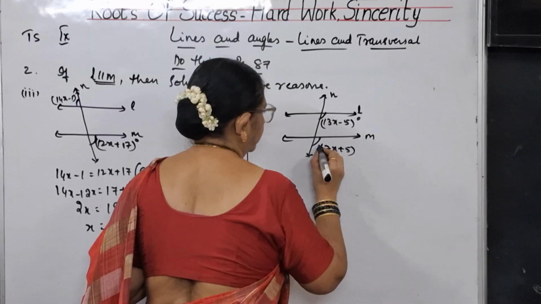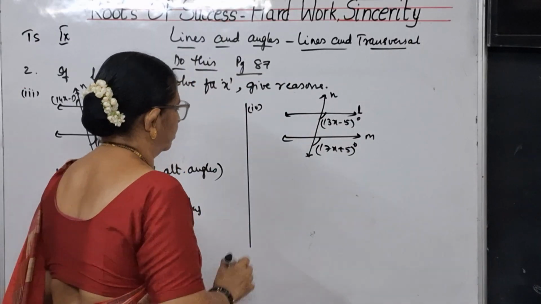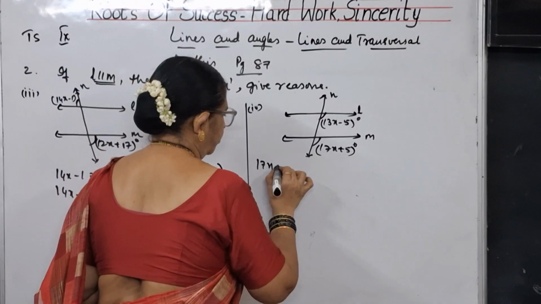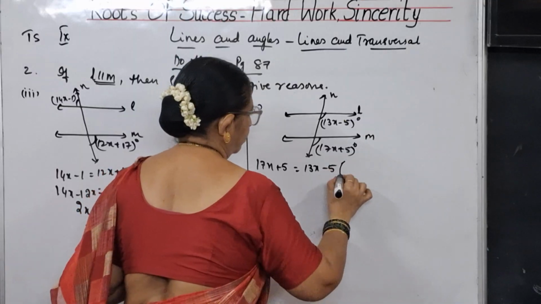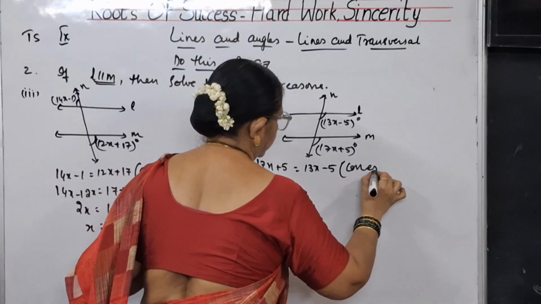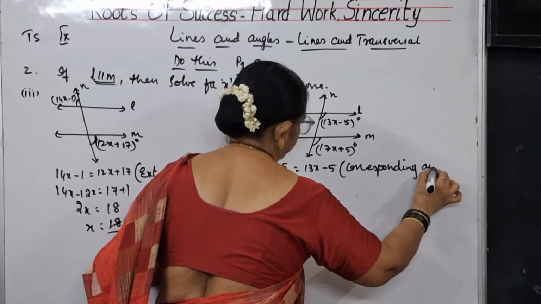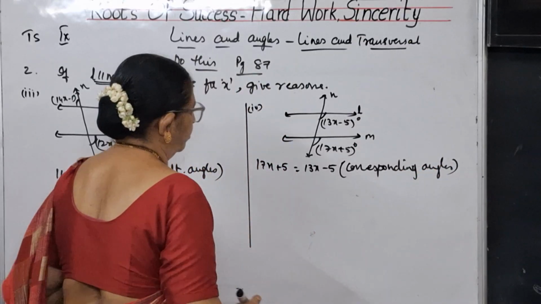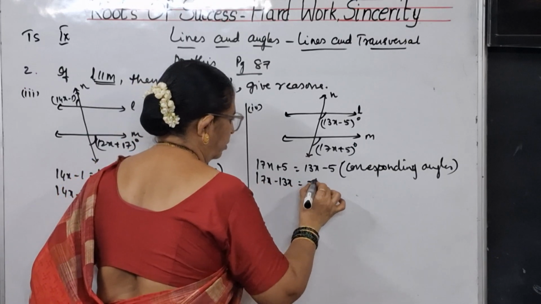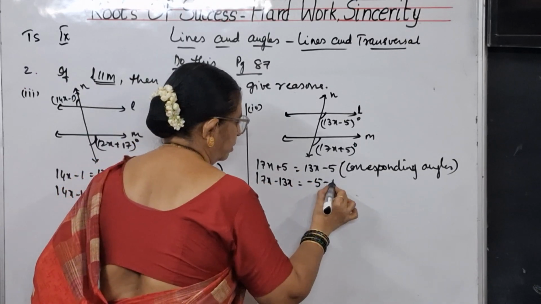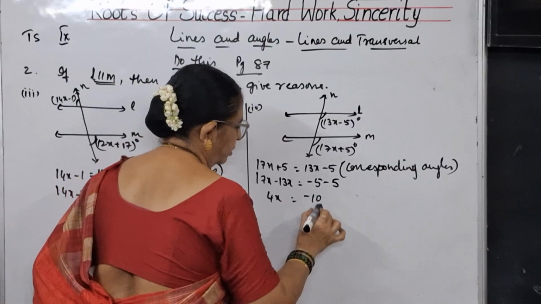17x plus 5 degrees. See, these are corresponding angles, means 17x plus 5 is equal to 13x minus 5 because they are corresponding angles. Corresponding angles are always equal. So 17x minus 13x is equal to minus 5, when it goes to the other side, here also minus 5. So 4x is equal to minus 10.